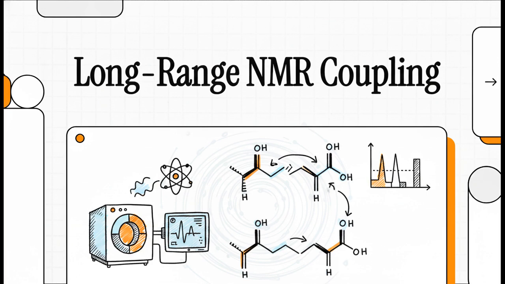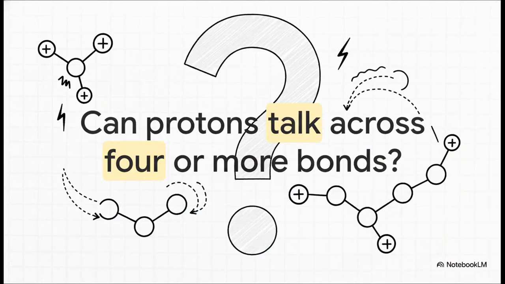Let's dive right in. To kick things off, I want you to try and imagine something. Imagine protons communicating over distances that, well, completely defy the standard rules of NMR spectroscopy you might already know. Normally, we think of protons talking to their direct neighbors, right? Those separated by just 3 bonds. But what happens when protons talk across 4, 5, or even 6 bonds? The signals don't just disappear into the void. They actually find a brand new way to travel.